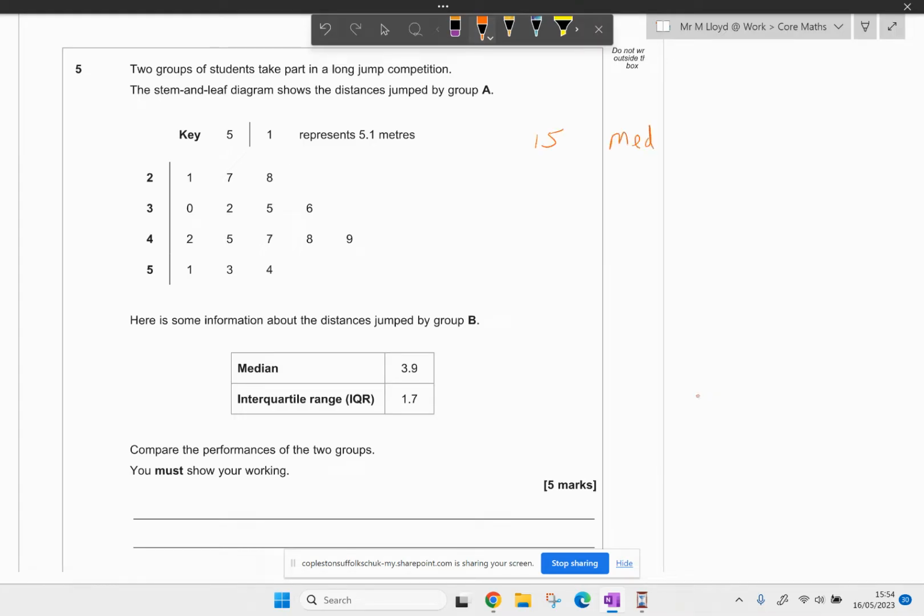So the median, 15 plus 1 divided by 2 gives us 8. So the median's 8. The lower quartile will therefore be at 4, and the upper quartile will be at 12. So 1, 2, 3, 4, 5, 6, 7, 8, 9, 10, 11, 12. So I make the median 4.2, and then the interquartile range will be 4.9, take away 3, which gives us 1.9.